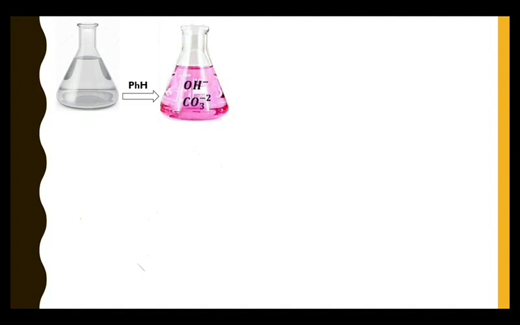An alkaline water sample is taken, to that phenolphthalein indicator is added, then it turns to pale pink color. The pink color is due to OH⁻ and CO3²⁻. The reason is the pH of the hydroxide ion is more than 10 as it is a strong base, and pH of the carbonate is more than 8.3 since it is a moderately strong base. I have already told you that phenolphthalein shows pink color in solutions whose pH is more than 8.3.